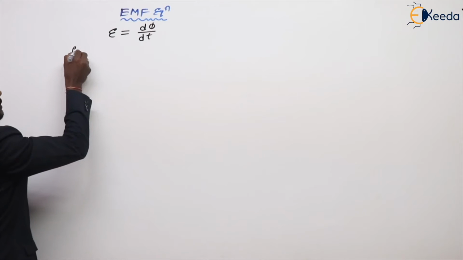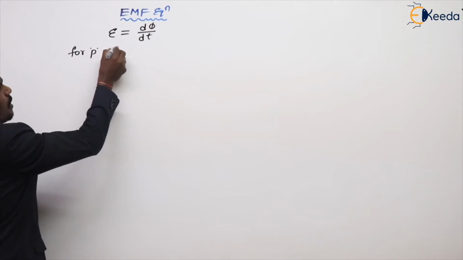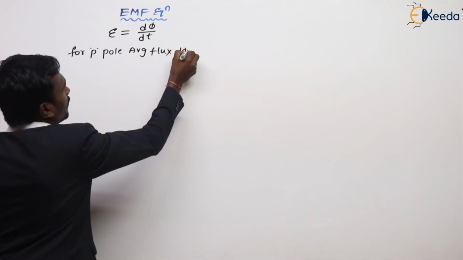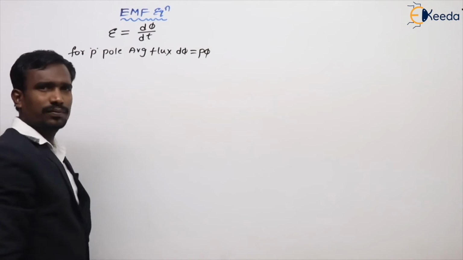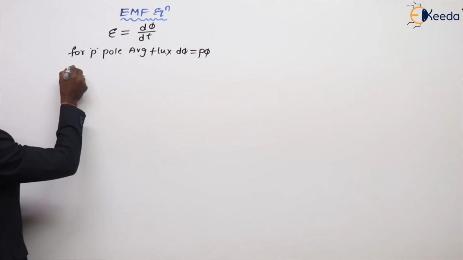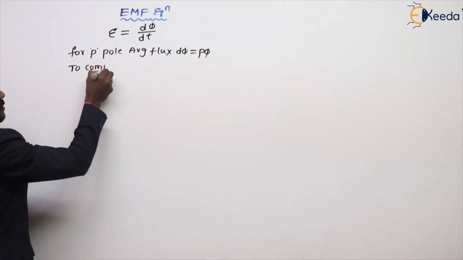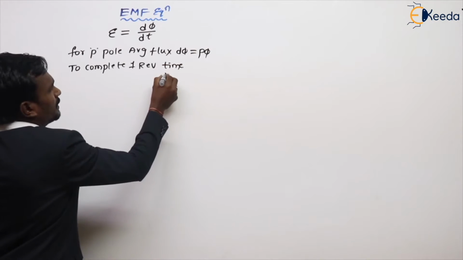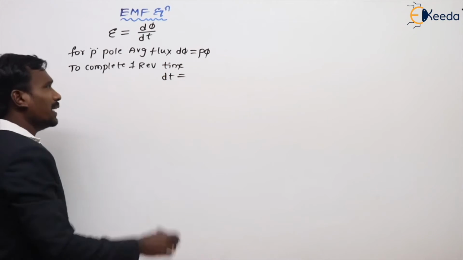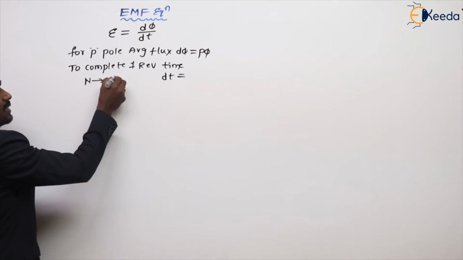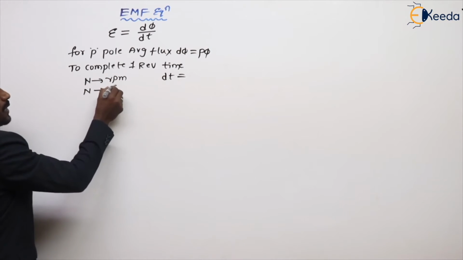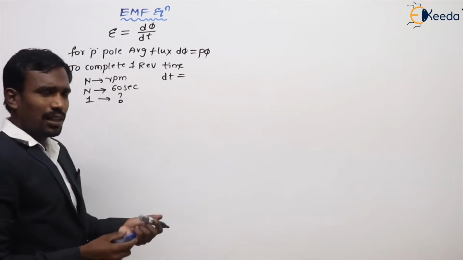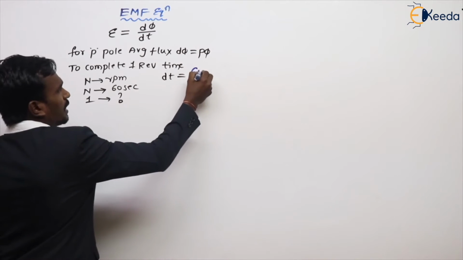So for P poles, average flux d phi is equal to P phi, and to complete one revolution, the time dt is equal to, can you tell me, N revolutions per minute, nothing but N revolutions for 60 seconds, so one revolution takes how many seconds? For one revolution it is 60 out of N.